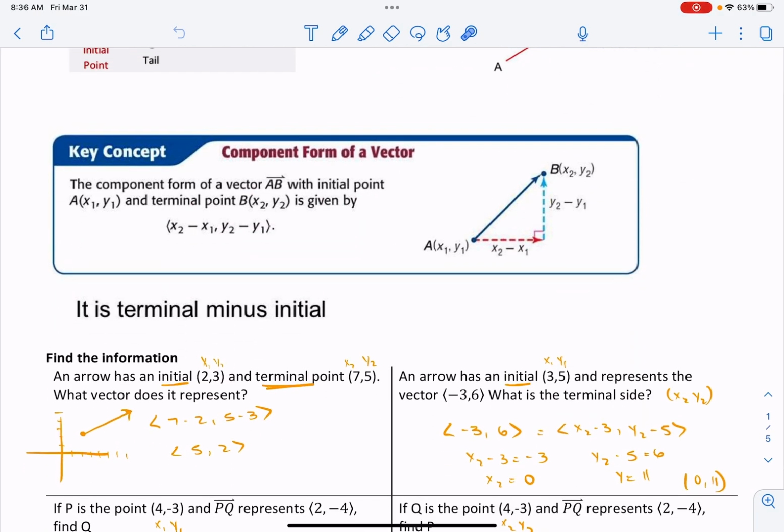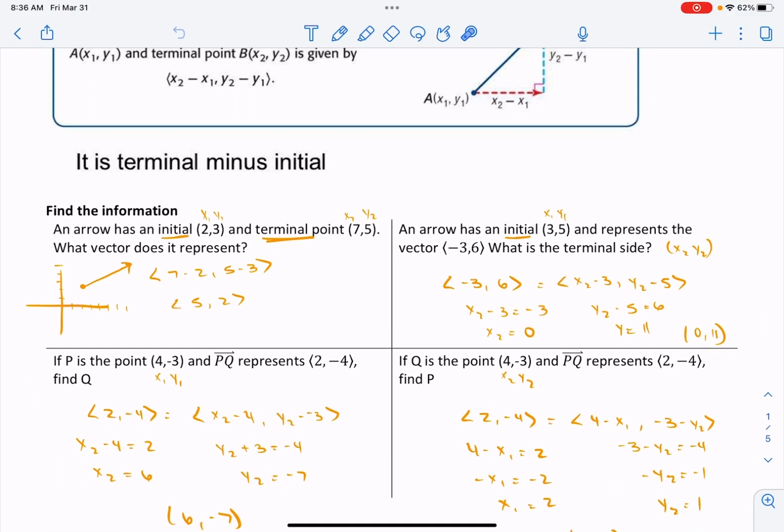Now a vector is written in vector component form, which is head minus the tail. So you're subtracting your initial point from the terminal point. So the head minus the tail, and you're subtracting the corresponding parts. And notice the notation. The points are with parentheses, but a vector is with this notation. That tells us that it's a vector. So x2 minus x1, y2 minus y1, and that will be your vector.